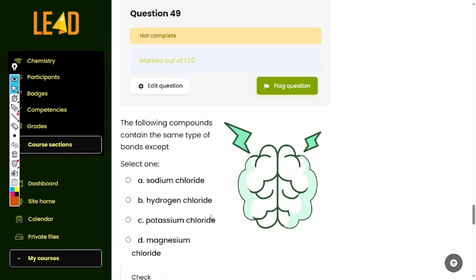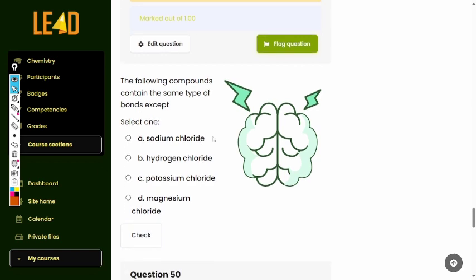49. The following compounds contain the same type of bonds except, let's find out. Sodium chloride is formed from sodium and chlorine. Sodium is the metal, chlorine is the non-metal, so this is going to be an ionic bond between metals and non-metals. Hydrogen chloride is a covalent bond because the electronegativity difference between hydrogen and chlorine is less than 2. And if the difference is less than 2, you get a covalent bond. Plus, hydrogen is a non-metal and chlorine is also a non-metal.